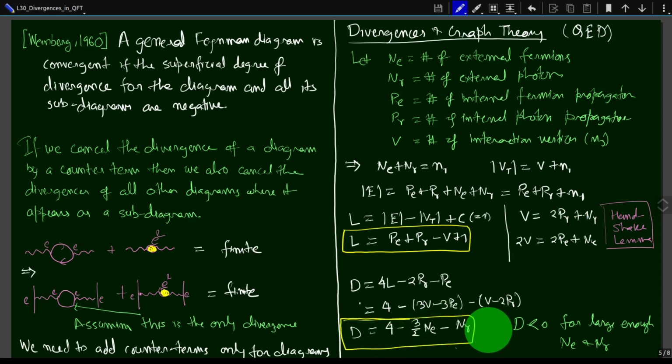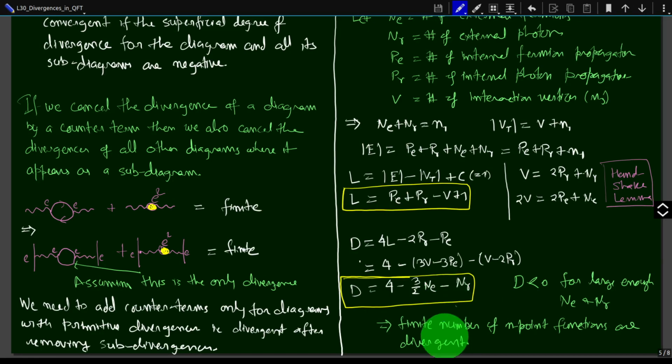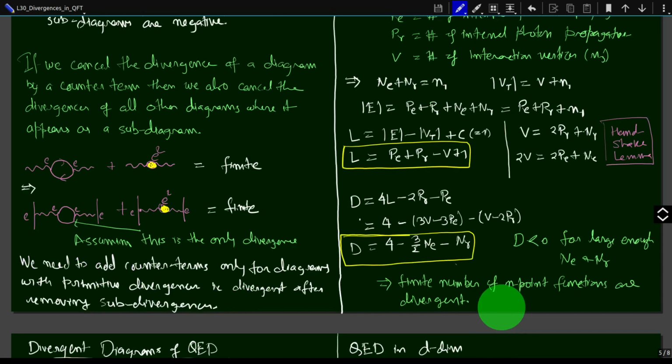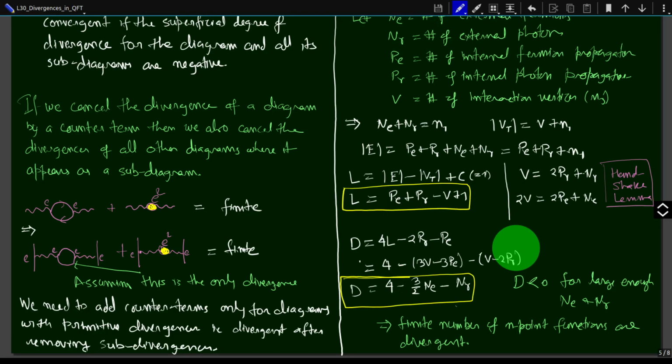So this suggests that if I have large enough NE and N gamma, my D is going to be less than 0. And that has a very important consequence, which is to say only a finite number of n-point Green's functions are divergent. When only a finite number of Green's functions are divergent, the theory has to be fixed by only a finite number of experiments. So this will be renormalizable. Okay, so this is for QED.